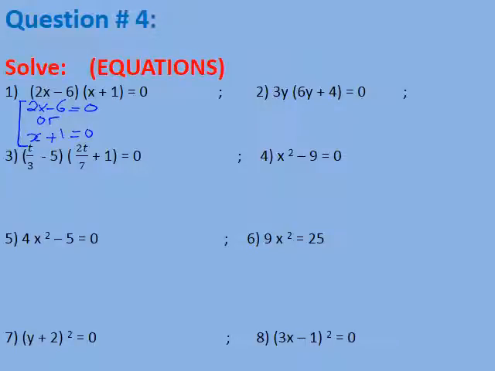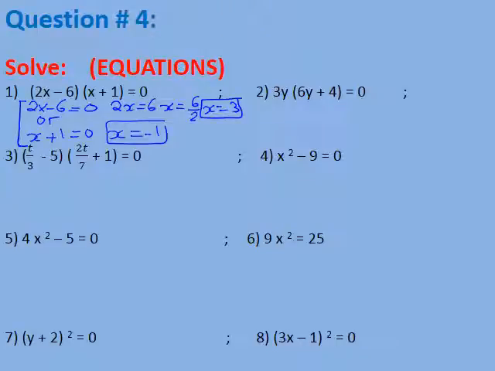If 2x minus 6 is equal to 0, solve it, Hassan. 2x equals 6. x equals 6 over 2, then x equal to 3. Please always put the solution in a box. I want to see your solutions inside a box. Okay? Or if x plus 1 is equal to 0, x equals minus 1. So the solutions are x equal 3 and x equal minus 1.